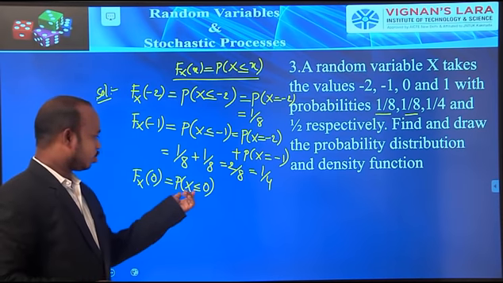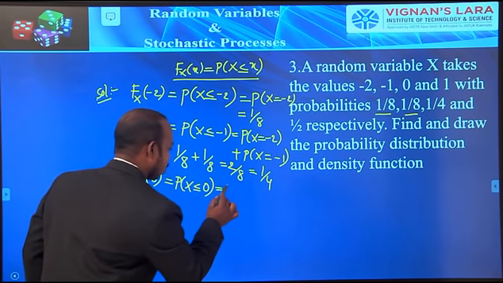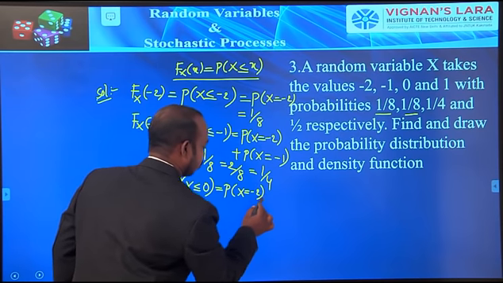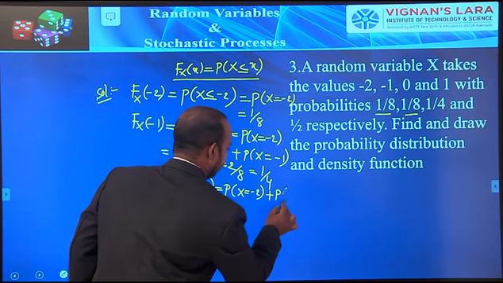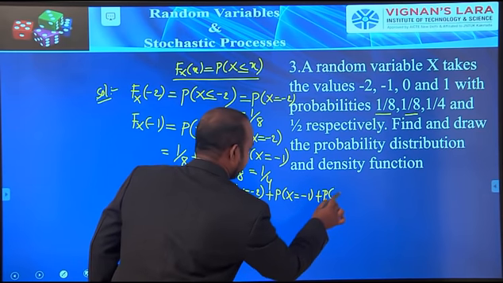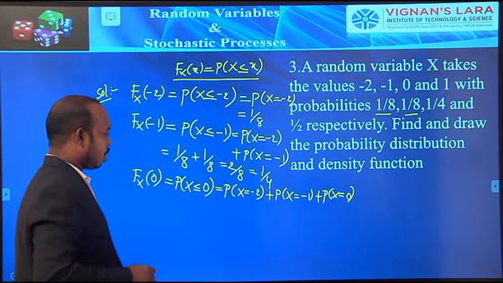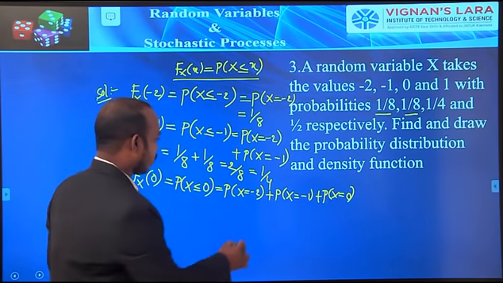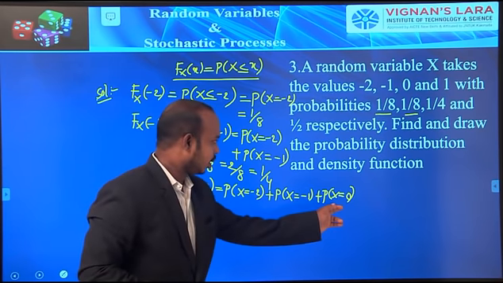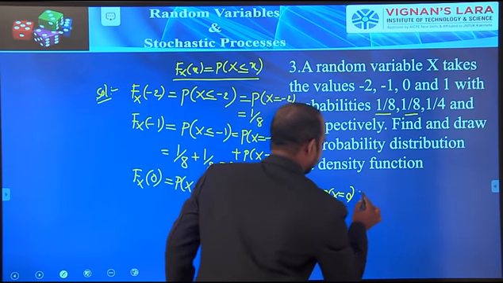Here x is equal to 0 and less values of 0. The combination is the probability at x equal to -2 plus the probability at x equal to -1 plus the probability at x equal to 0. Now we can substitute in the values. The first two quantities we already found are 1 by 4, and the third quantity is already given as 1 by 4. That's why I am substituting all these values.